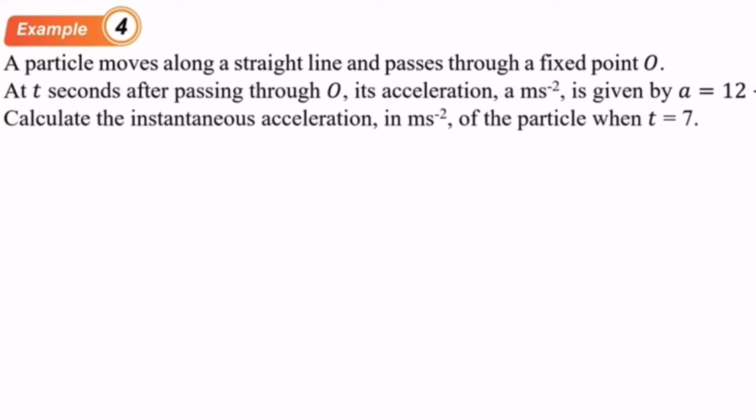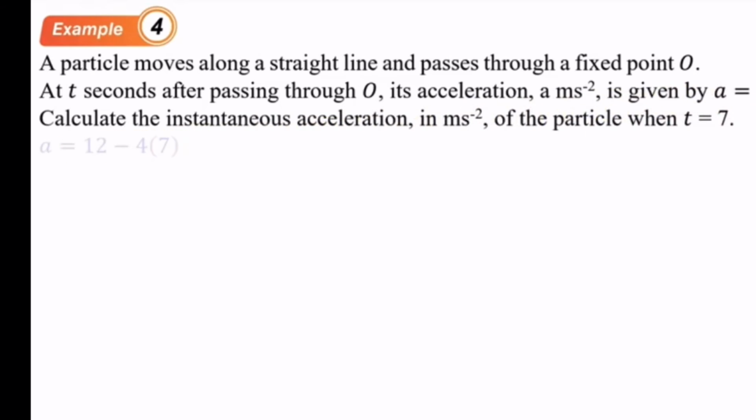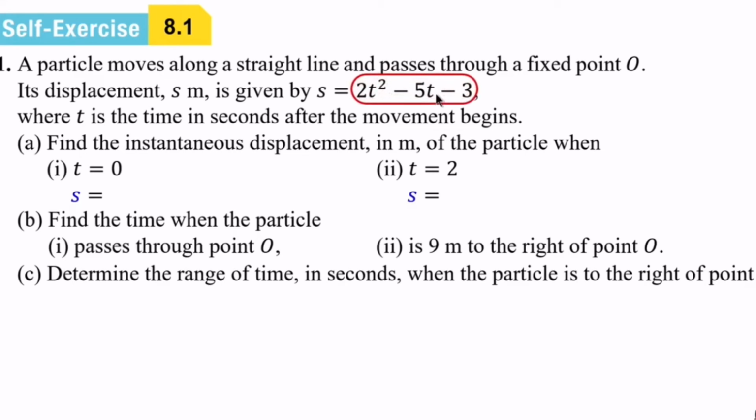Okay, so let's discuss example 4. A particle moves along a straight line and passes through a fixed point O. At t seconds after passing through, its acceleration in meter per second squared is given by a equal to 12 minus 4t. State the instantaneous acceleration of the particle when t equal to 7. This is very simple. We will just substitute t equal to 7, and the instantaneous acceleration is negative 16 meter per second squared.